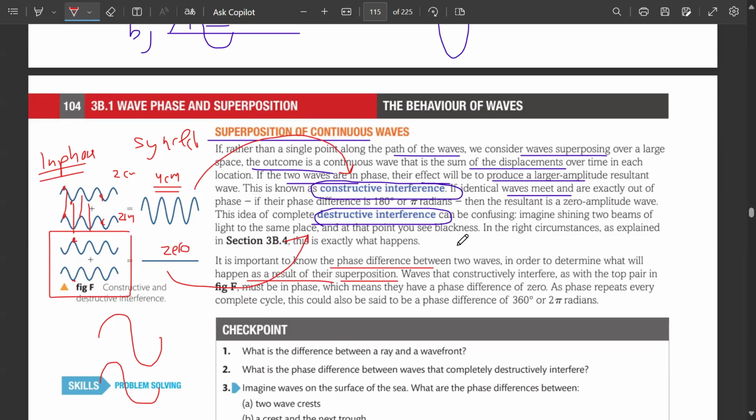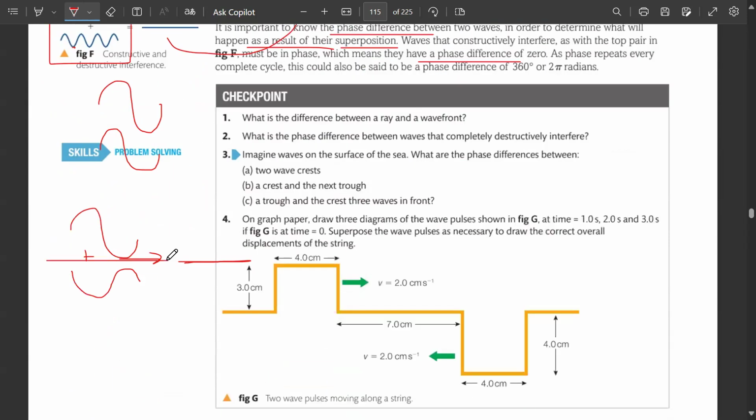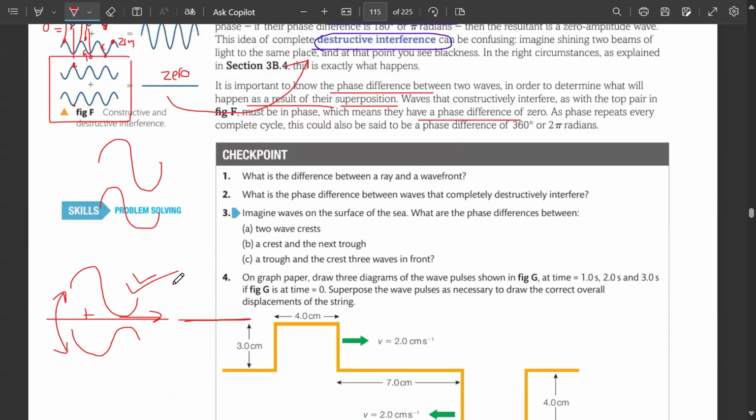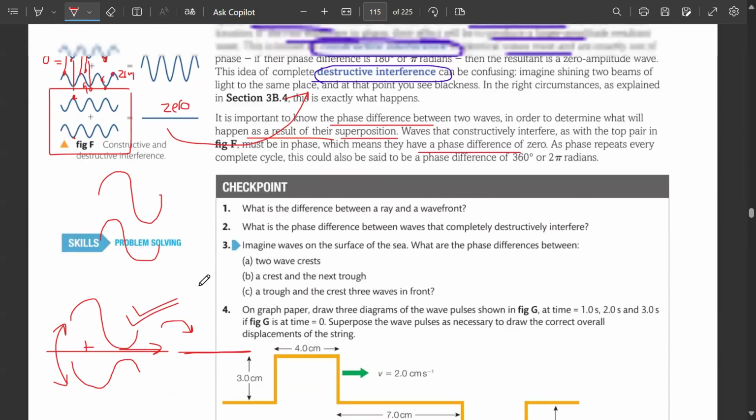Waves that constructively interfere as with the top pair must be in phase. एंड दे हैव अ फेज डिफरेंस ऑफ जीरो. इनका जो फेज डिफरेंस है वो जीरो है. मतलब कि अगर ये भी 90 पे आ रही है तो इसके सामने वाला पॉइंट भी 90 पे ही है, तो 90 माइनस 90 जीरो है. इसके 180 वाले पॉइंट के सामने 180 आ रहा है, 270 वाले के सामने 270 आ रहा है, दैट इज जीरो. बट यहाँ पे अगर इनका फेज डिफरेंस देखो, दे आर एग्जैक्टली 180 डिग्री फेज डिफरेंस फ्रॉम ईच अदर. तो देर इज अ फेज डिफरेंस ओवर हेयर एंड हेंस इट इज डिस्ट्रक्टिव इंटरफेरेंस.